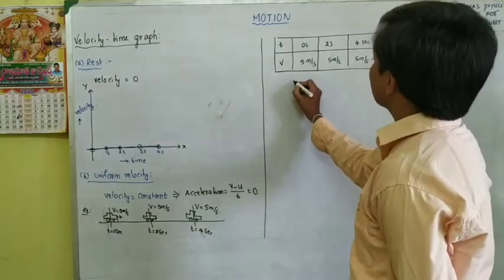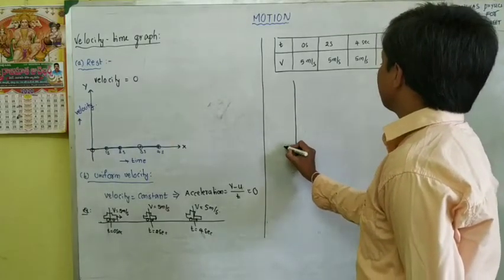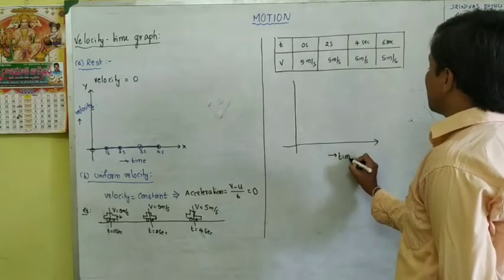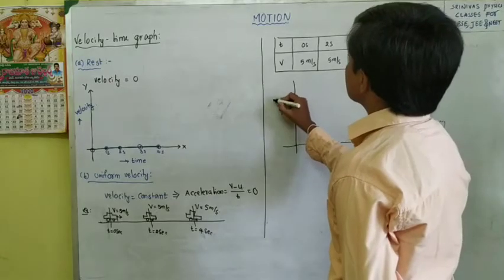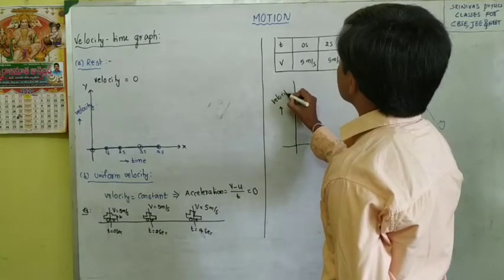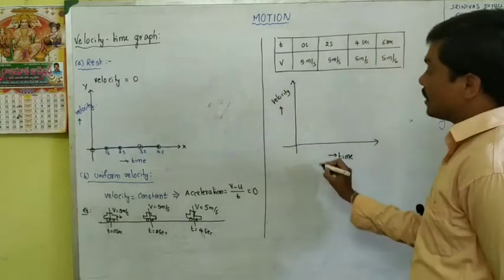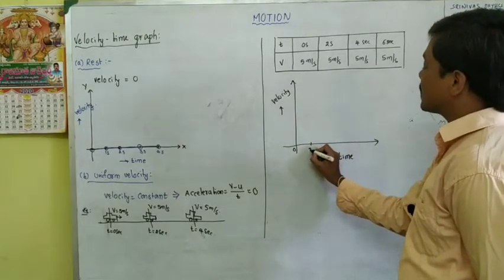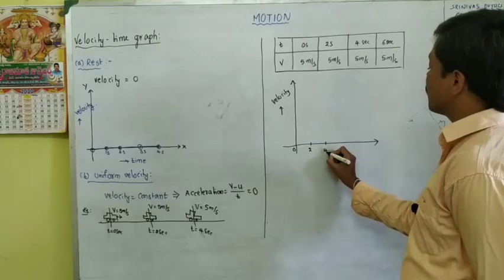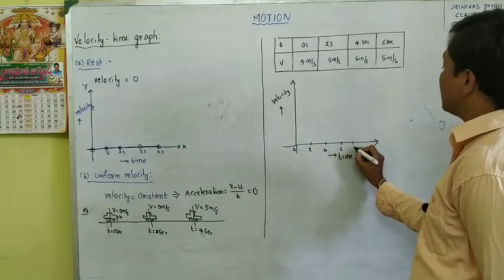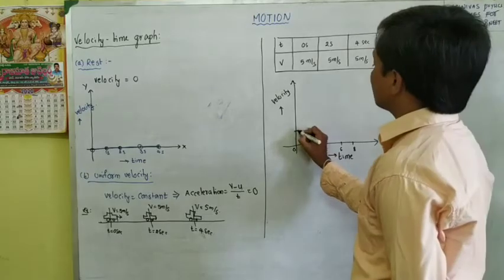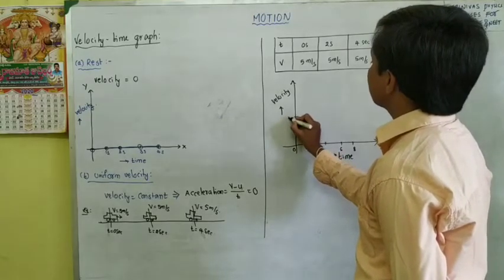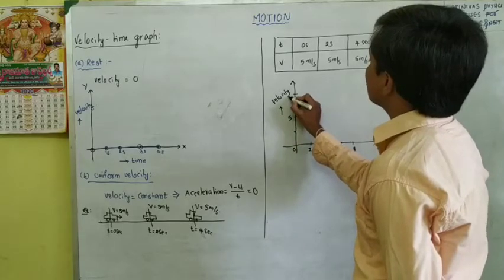Now let us see how we will get the graph. The time is taken on the x-axis and the velocity is taken on the y-axis. This is 0 seconds, and this is considered as 2, 4, 6, 8. This is the time interval. This is the velocity we will take: here is 5 meter per second and here is 10 meter per second.